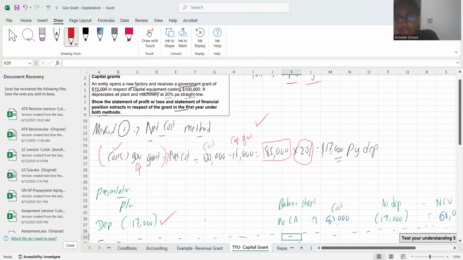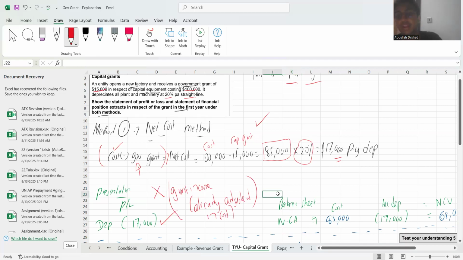No. Why? Because it was already adjusted. That grant income was already adjusted in your cost. So you do not go and show grant income here. Why? Because the grant income is already adjusted under cost.